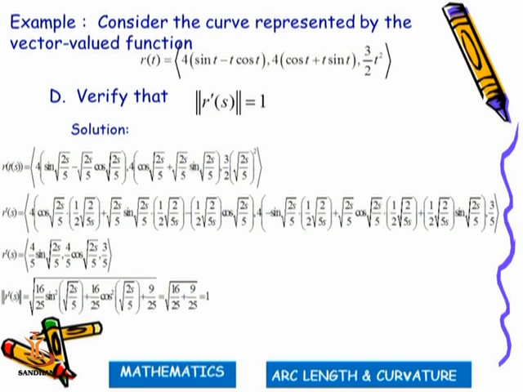So we have under root of 16 by 25 sin square under root of 2s by 5 plus 16 by 25 cos square under root of 2s by 5 plus 9 by 25. Cos square plus sin square will be 1. So our answer is here 1.